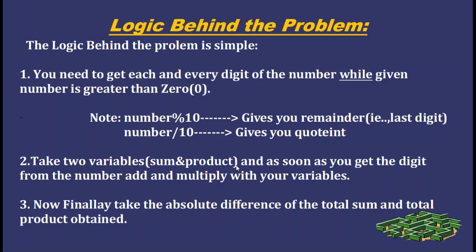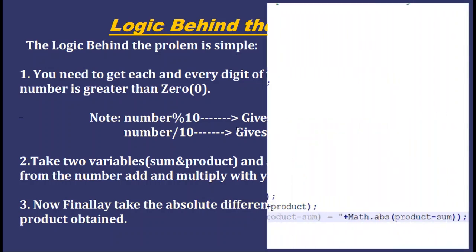At the final stage, when you finish getting all the digits from the number, you would have the total sum and total product in these two variables. Now the final task is so simple. You just need to find the absolute difference and print it. That's it. So we have written a program for it.